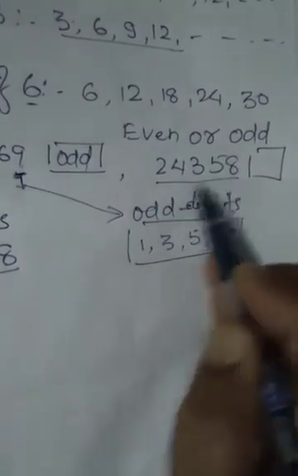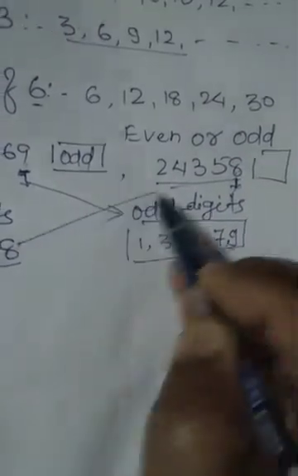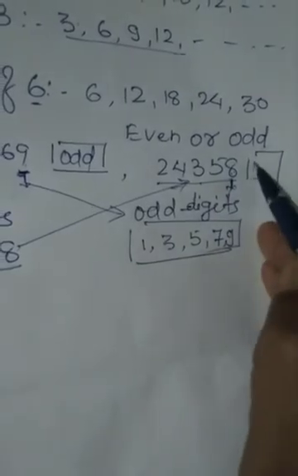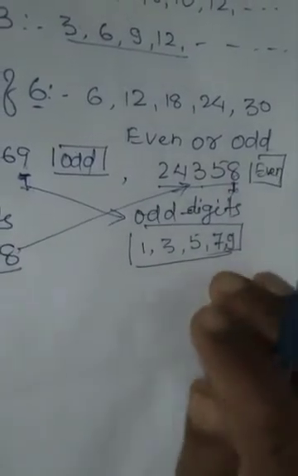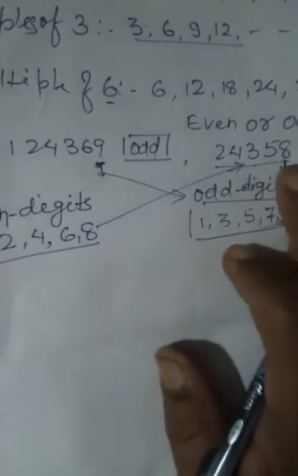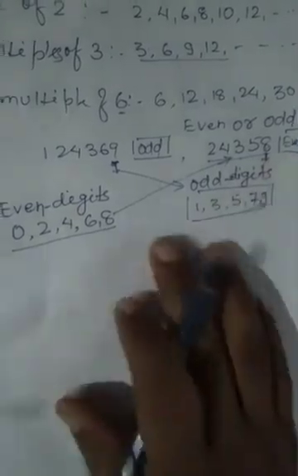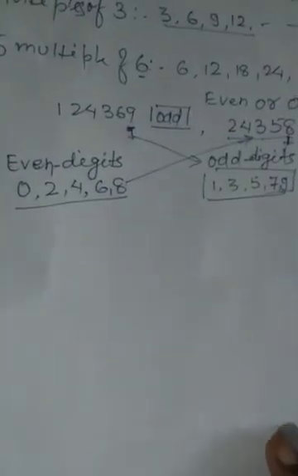Now see, move on. At the ones position, which digit is it? 8. So naturally, this is even. So the given number, a large number, is there. That means if a number is given and we have to judge whether it is even or odd, with this method we can judge very easily.